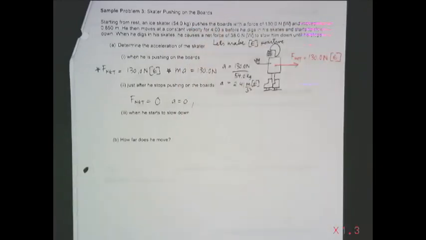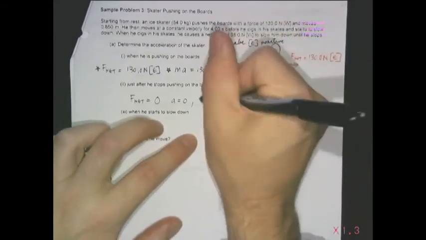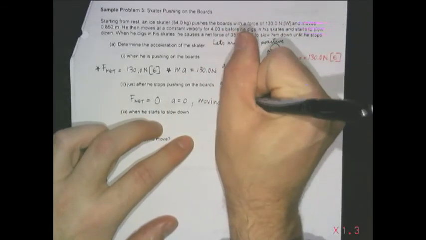What's his motion going to be like? He just pushed off the boards. He releases. When the net force is 0, there are two possibilities for the object's motion. What is the possibility in this case? Good. He's moving with a constant velocity.